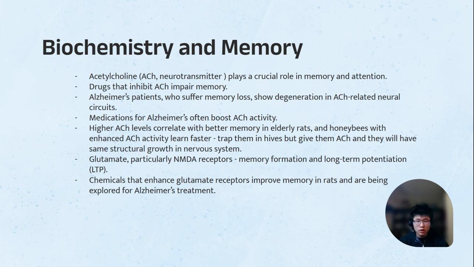Now, there's the biochemical basis for memory. We'll learn about ACh, which is a neurotransmitter, and drugs that inhibit ACh impair memory. Right, same for Alzheimer's patients, and it can be observed in bees as well when they're trying to remember the positions of the flowers they pollinated. Turns out if you just give them ACh, the neural changes will be the same.